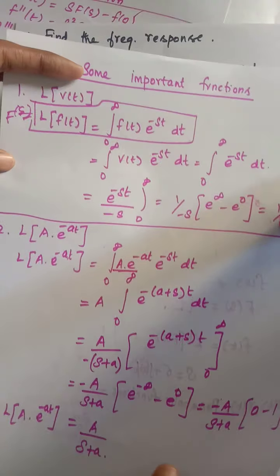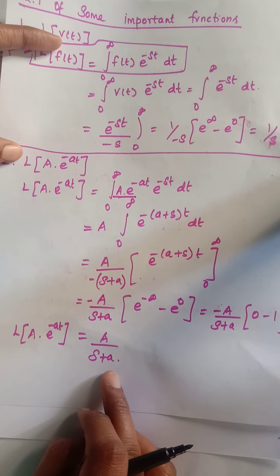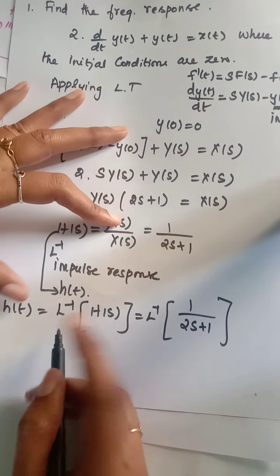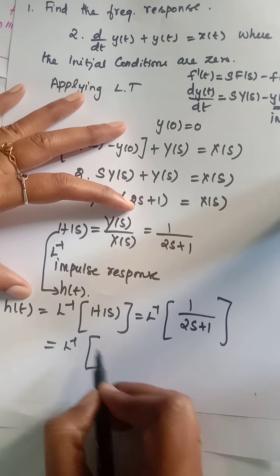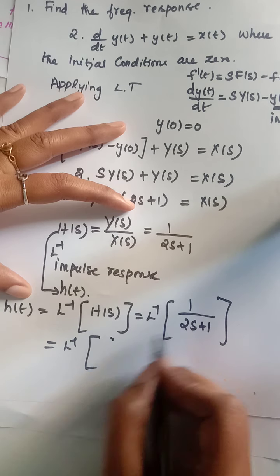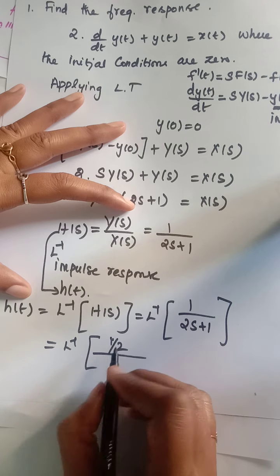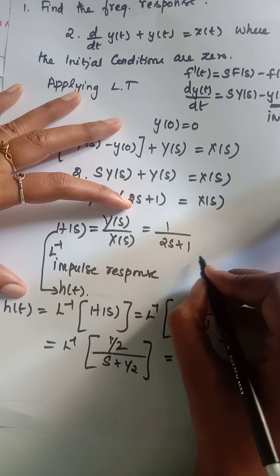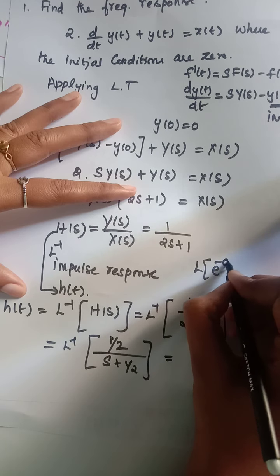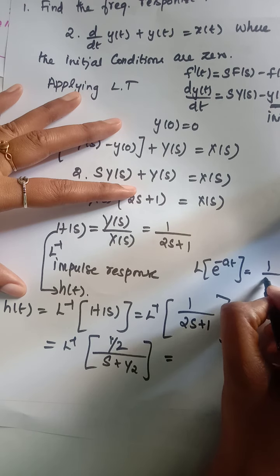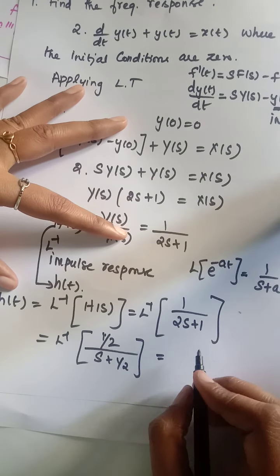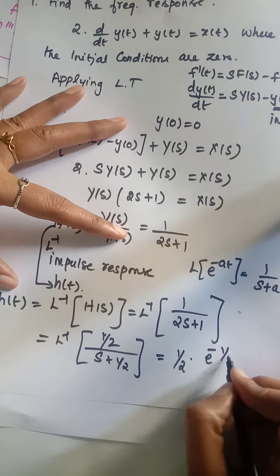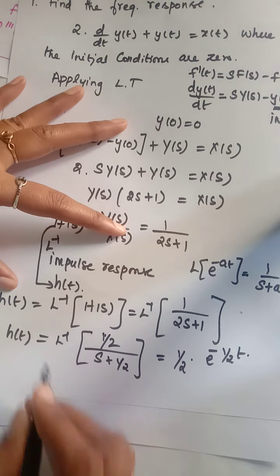Now see, the formula for the exponential has s plus a, but here you have 2s plus 1. So what I am going to do is rewrite this as the inverse Laplace transform of, taking 1 by 2 outside, 1 by 2 times 1 by s plus 1 by 2. When you take the inverse Laplace transform of this, we know that the Laplace transform of e power minus at is 1 by s plus a. Applying this, what I will get is 1 by 2 into e power minus 1 by 2 t. So now this is the impulse response of the system.